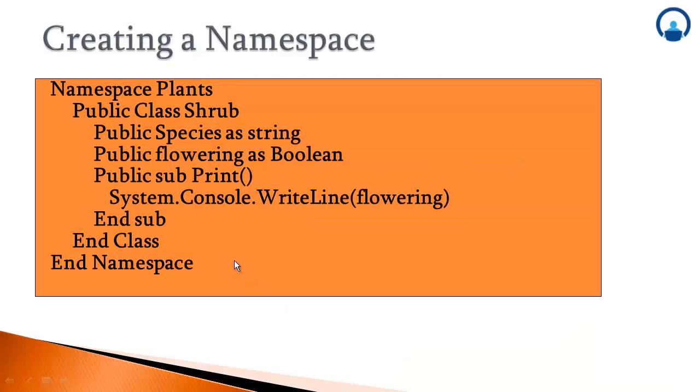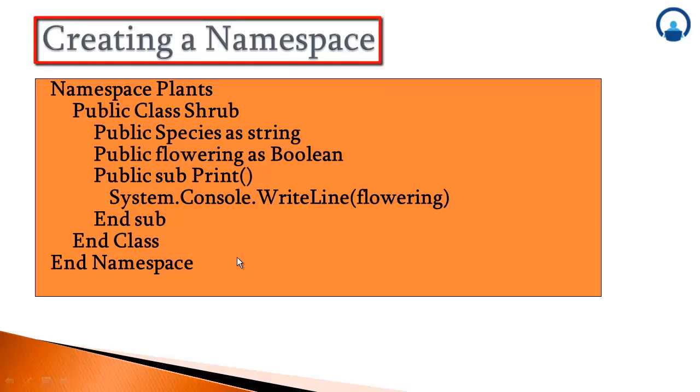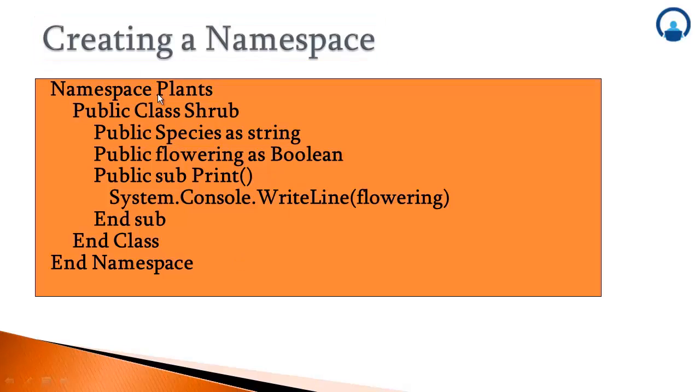Now, let us see a code that will illustrate creation of a namespace. So we have Namespace Plants, which has a class Shrub, which has Public species As String, Public flowering As Boolean, and a Public Sub print method, which prints flowering. End Sub, End Class, End Namespace. In the code given, there is a namespace called Plants, which has a class called Shrub as its member. This class has three members in turn, including a procedure print, which prints the value of the variable flowering. Assuming that the program is saved, we'll compile and generate a DLL file out of it.